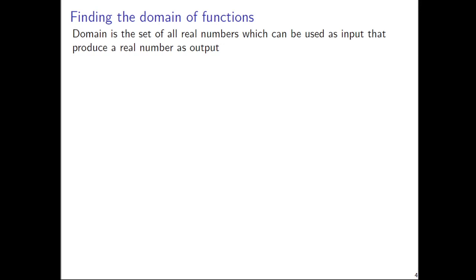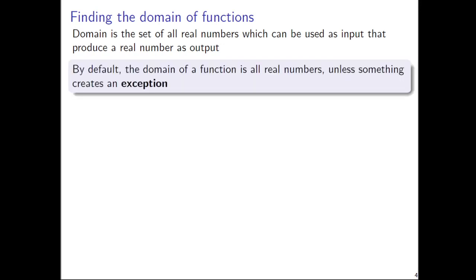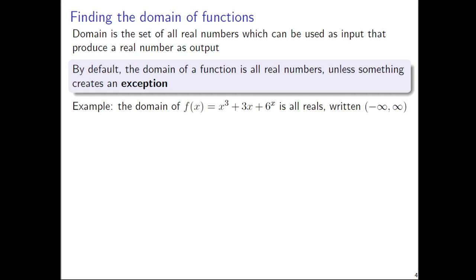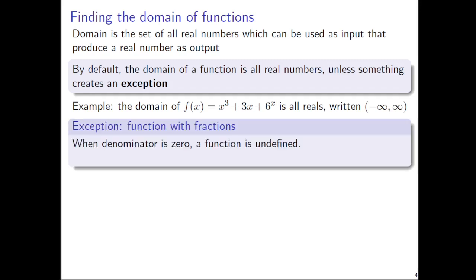So in a little more words, the domain is the set of all real numbers which can be used as input that produce a real number as output. By default, the domain of a function is all real numbers, unless there's something that creates an exception. So, for example, the domain of f of x equals x cubed plus 3 times x plus 6 to the x power is going to be all reals, and that's written negative infinity, infinity in parentheses.